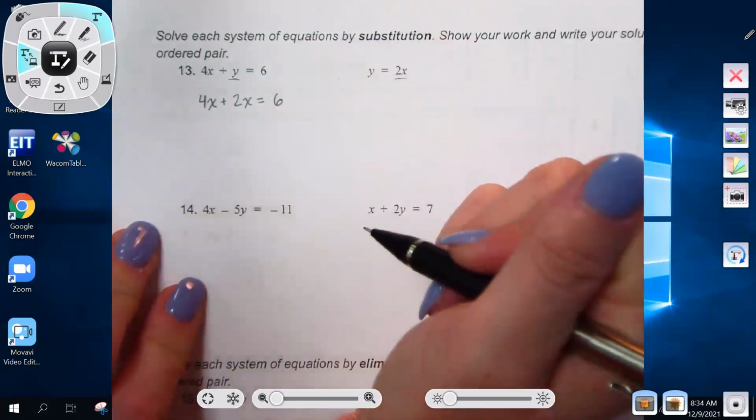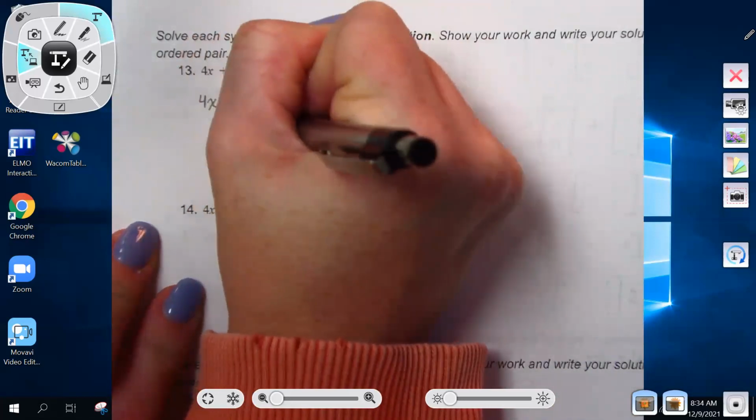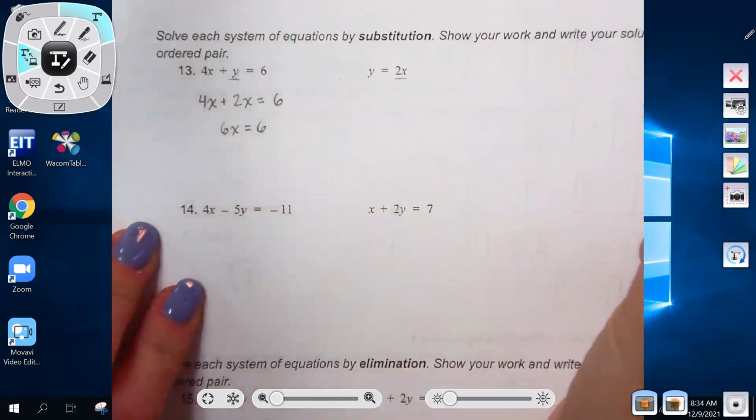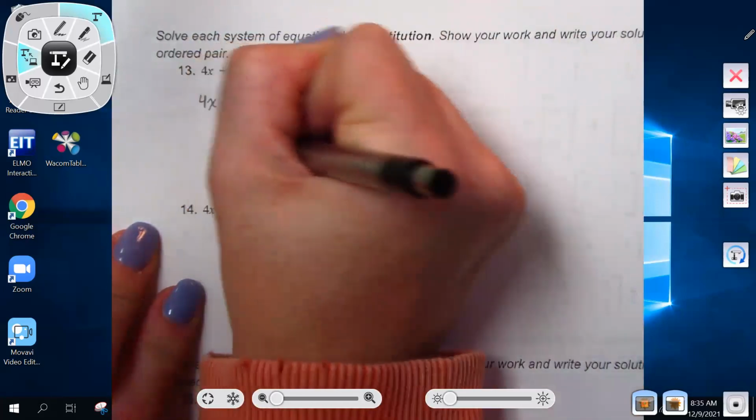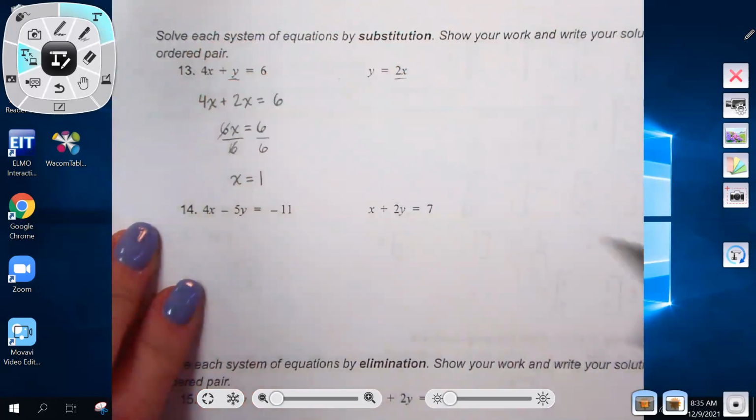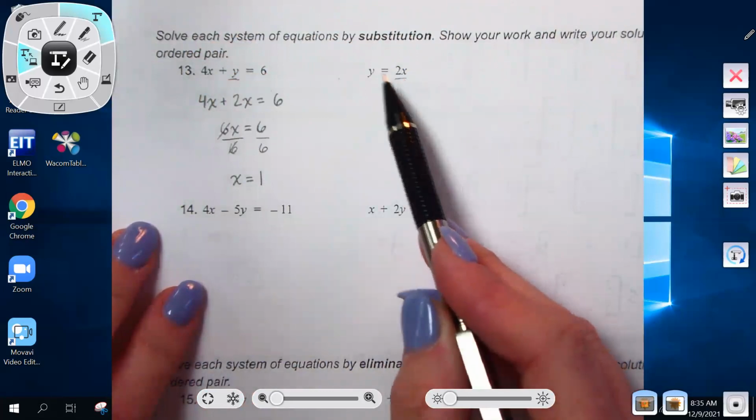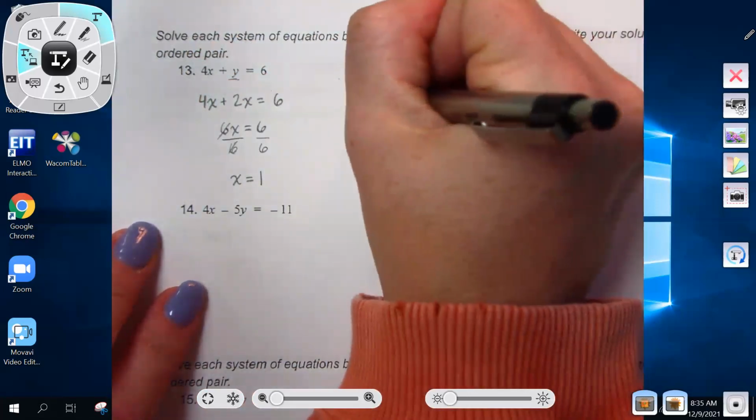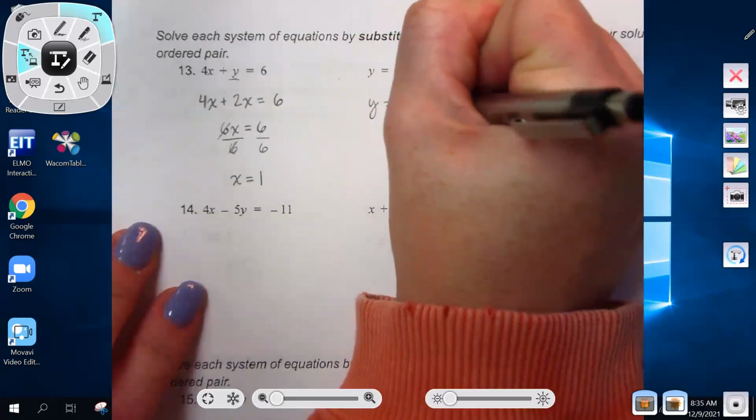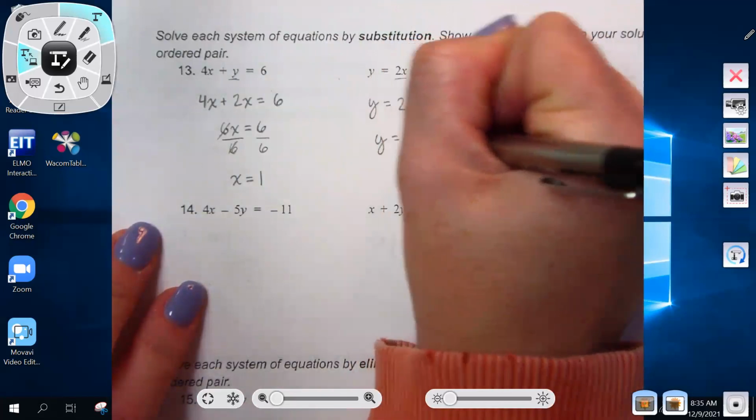So now we can solve for x in this equation. 4x plus 2x is 6x. Divide both sides by 6 to get x by itself. We get x equals 1. We can take that value for x, plug it back into this equation that's already solved for y. So y equals 2 times 1, which is 2.